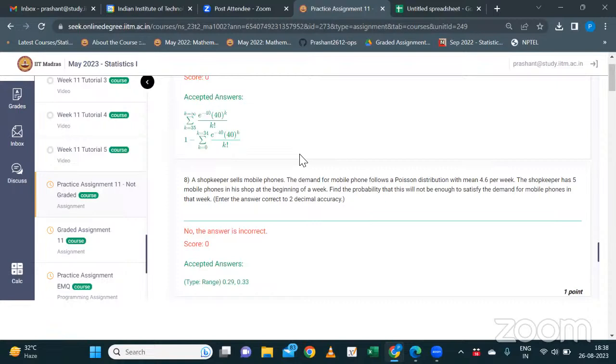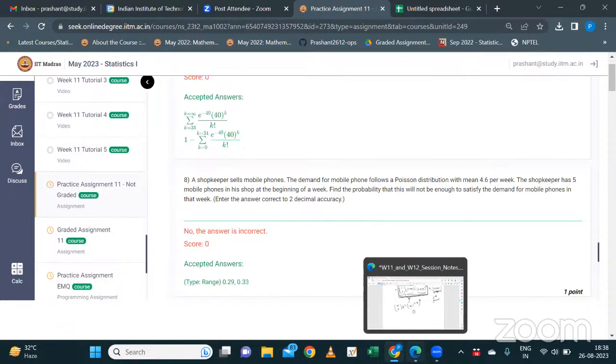Anybody else? No one? Sir, maybe the demand is more than 4.6 per week. No, 4.6 is on an average, right? Okay, it is on average, and the demand increases for that week. No one? Okay, just think about it. We'll discuss it at the end of the session.